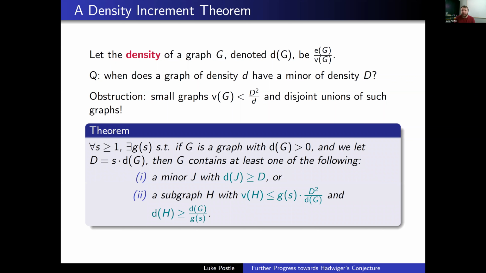For every S, there exists a g of S, such that if you have a non-empty graph and we let S be the ratio of big D and little d, where little d is the density of the graph, then you can get two outcomes. Either you find your higher density minor, that's outcome 1, or you can find a subgraph where the number of vertices is that big D squared over little d times g of S, and the density is roughly the original density, D of G, over g of S. Except this is, of course, meaningless because I haven't told you what g of S is. But think of it as kind of this error term to the outcome we want, that the obstruction is a small dense graph.